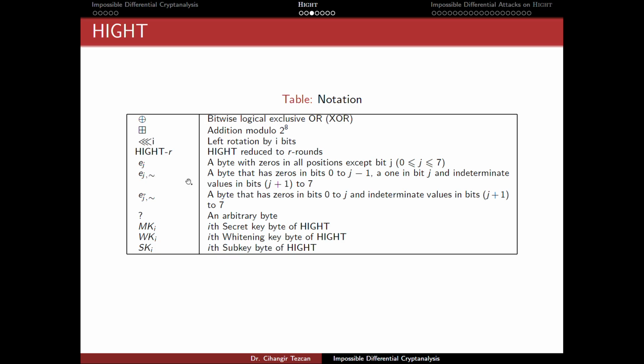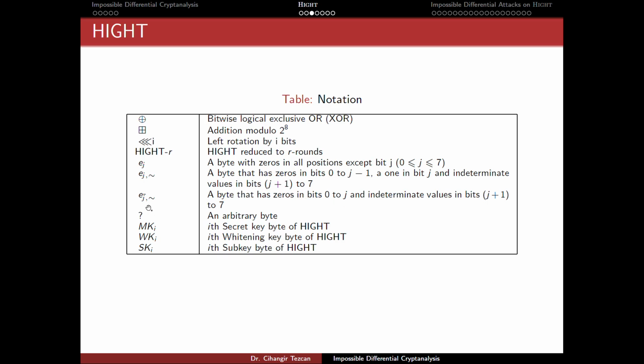E sub j is the notation for a byte with zeros in all positions except the bit j. A byte has 8 bits, and we start counting from the rightmost bit, from 0 to 7. So E0 means that the rightmost bit is 1 and the remaining ones are 0. If you also see a tilde, this means a byte that has zeros in bits 0 to j minus 1, then a 1 bit in the j position, and the remaining bits are indeterminate, so they can be either 0 or 1. We will be using the question mark to represent this kind of bit.